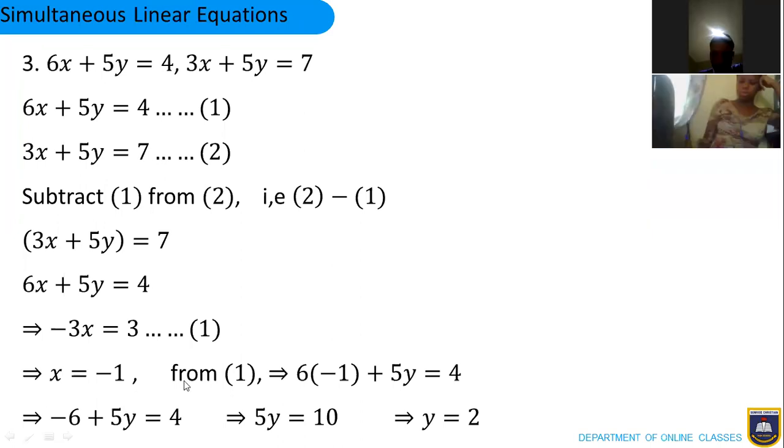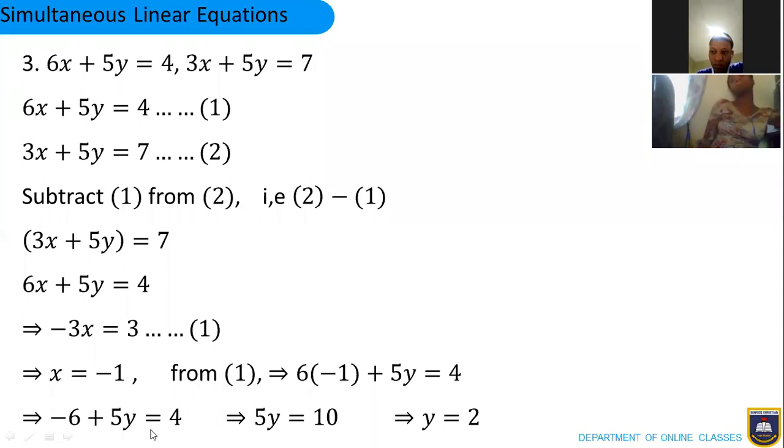Then from there we substitute x equals negative 1 into any equation. So I have done a substitution into equation 1. In place of x in equation 1, I'll replace it with negative 1. So that's going to give me 6 times negative 1 plus 5y is equal to 4, because from equation 1, I have 6x plus 5y is equal to 4. In place of the x, I'm putting negative 1. That will give me negative 6 plus 5y is equal to 4.